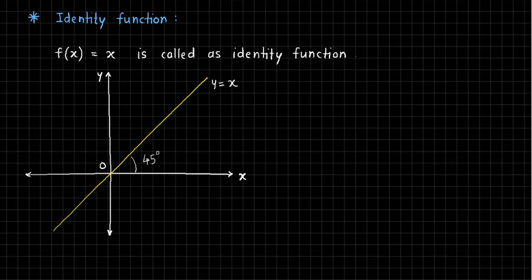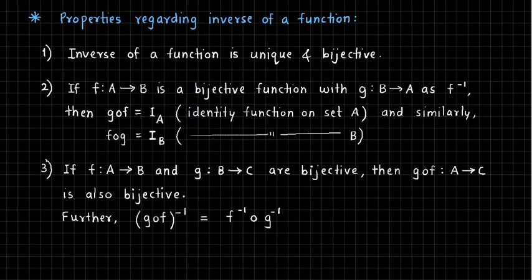And the slope of that line will be 1. So this is the identity function, and this function is used in referring to some properties of the inverse of a function. So let us see some important properties related to the inverse of a function. The first is that the inverse of a function is unique and bijective. That means for every function which is invertible, it will have a unique inverse, that is, there cannot be multiple inverses of a function, and that inverse function will also be a bijective function.